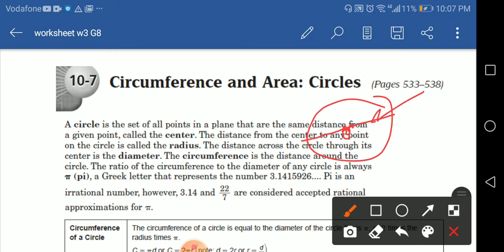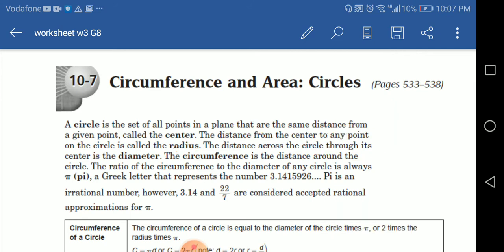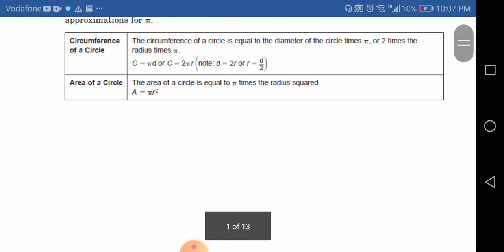This is called what? Diameter. And what about this part? This part from the center to any point on the circle, this is the radius. We know that the diameter is what? It's 2 times the radius. So the radius is half of the diameter. Let's see what we are talking about.